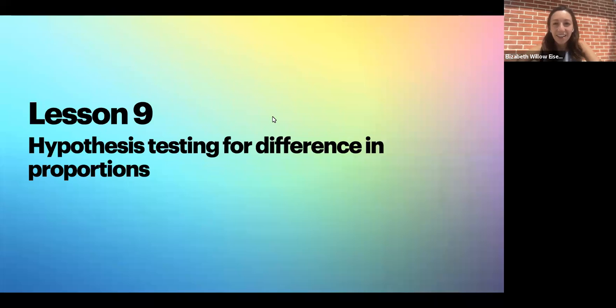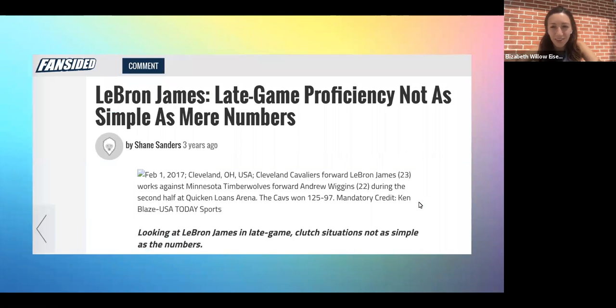Hey everyone. So for lesson 9, we're going to talk about hypothesis testing for difference in proportions. And so the example that I found is from 3 years ago.